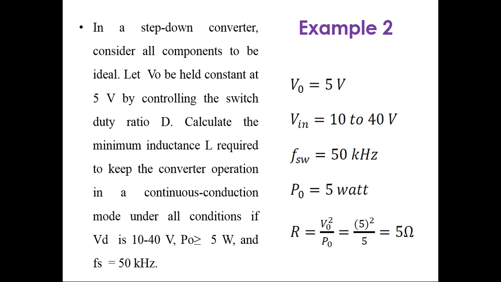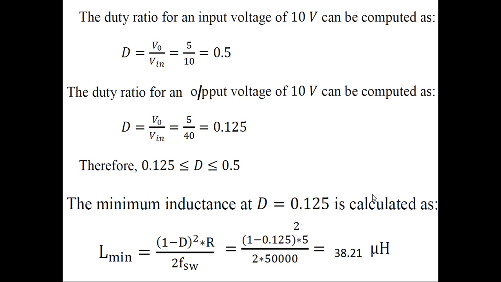Now this is an example of a step-down converter. In a step-down converter we can consider all components to be ideal. Our problem statement is that the expected output voltage is 5 volt and the input range is now 10 to 40 volt. The switching frequency is now increased to 50 kilohertz. The expected power output is greater than or equal to 5 watt. So we have R from V0 squared over P0, which gives 5 ohm.